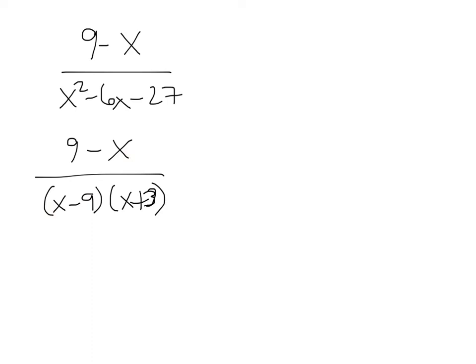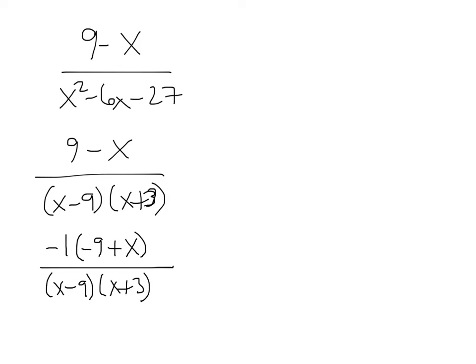You think to yourself, well, what could I do to switch a sign? And you're right, it does have something to do with a negative 1. What we're going to do is factor out a negative 1 in the numerator. So if I take out a negative 1, I'm left with negative 9, and then change the sign for the x. I'm left with positive x divided by x minus 9 times x plus 3.